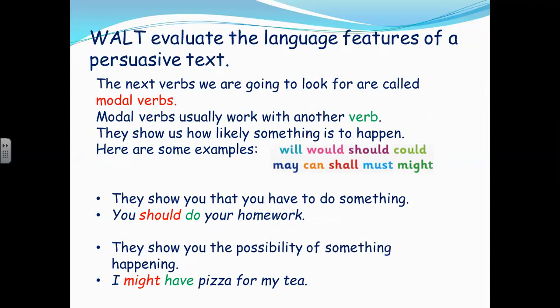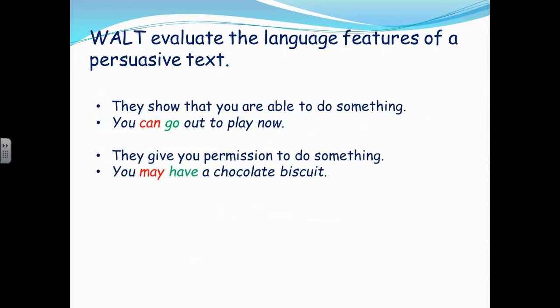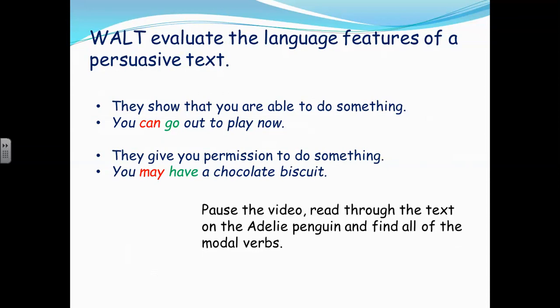You should do your homework. They might show you the possibility of something happening. I might have pizza for tea. They might show you you are able to do something. You can go out to play now. Or they might give you permission to do something. You may have a chocolate biscuit. It's time to pause the video and read through the text and see if you can find all the modal verbs.